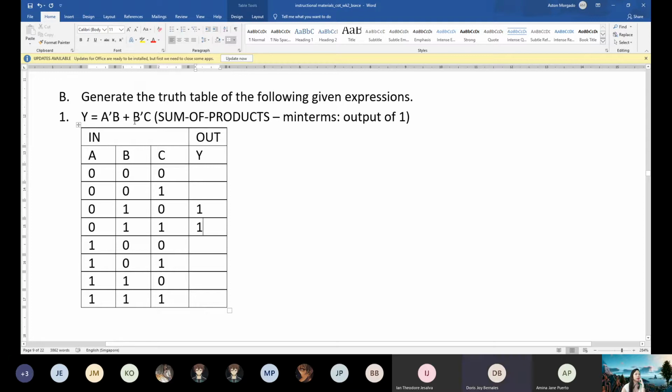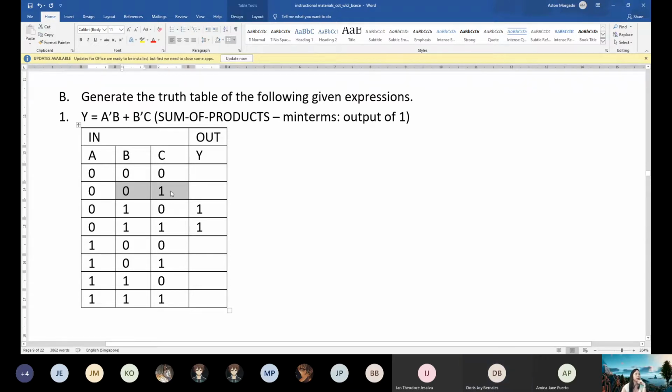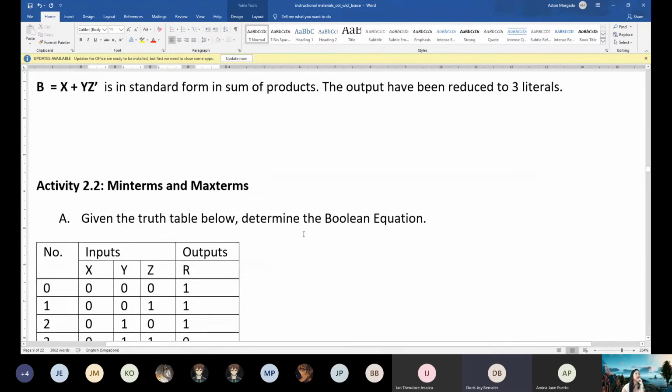Okay, question? How about this second term, B prime C? So B prime, B is 0, C is 1. So whenever B is 0, C is 1, the output is 1, because again, this is in minterms. So this is B prime C. Where is the other one? So we have here B is 0, C is 1. This is also 1. How about the rest? The rest are 0. Question? Dali lang, no?